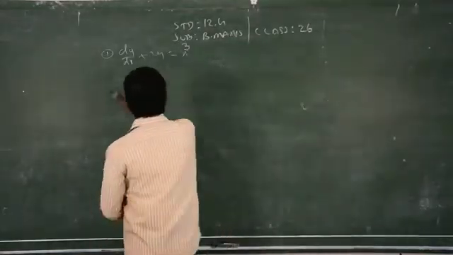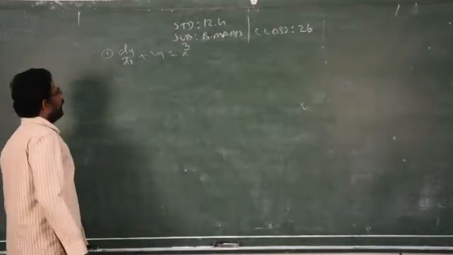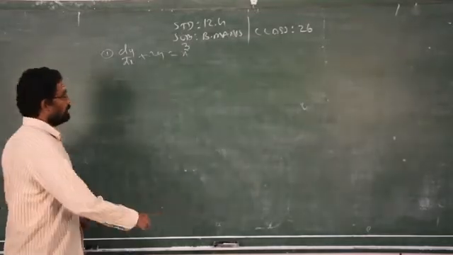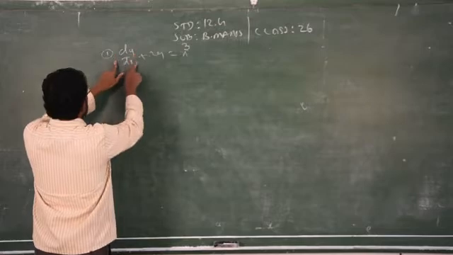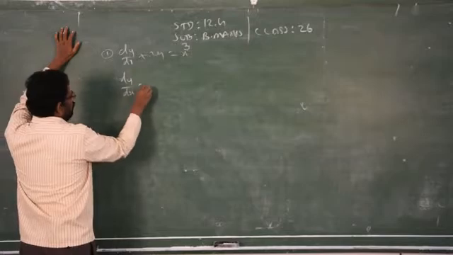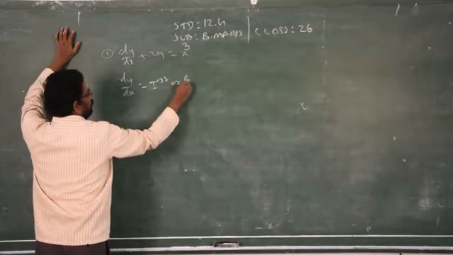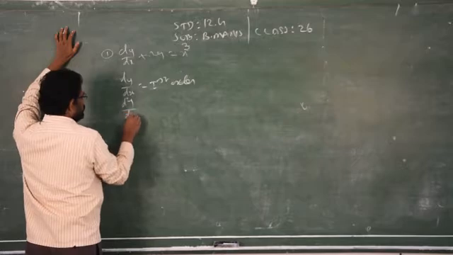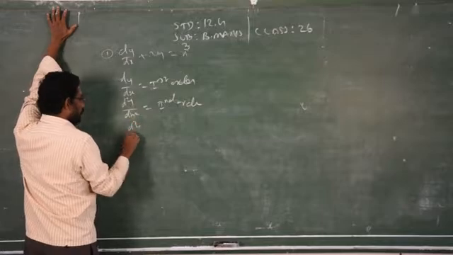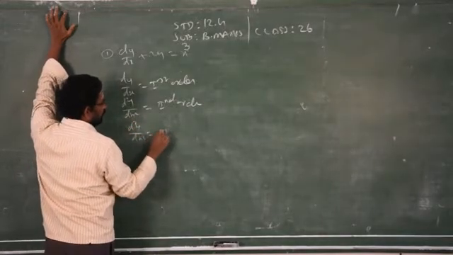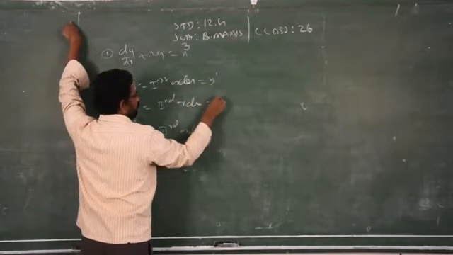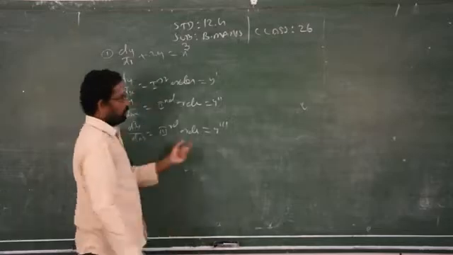Now, how to find out the degree and order? First you have to see the highest order of the given differential equation. What is the highest order of the given differential equation? This is the highest order, first order. dy by dx is called first order, and d square y by dx square is called second order, and d cube y by dx cube is called third order, and so on. This is denoted by y dash, y double dash, y triple dash.